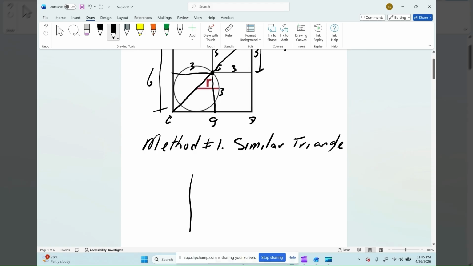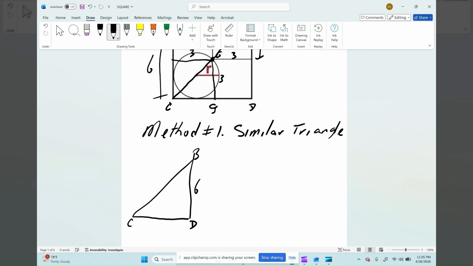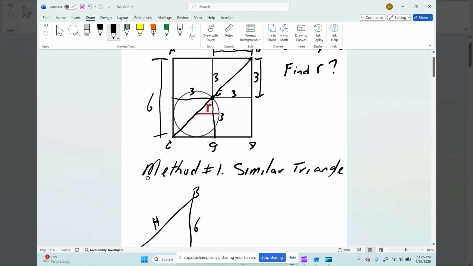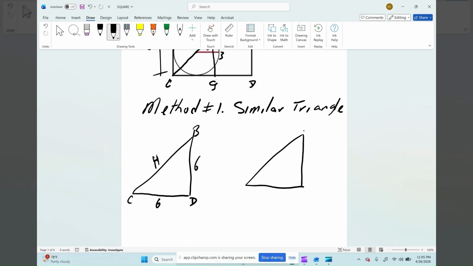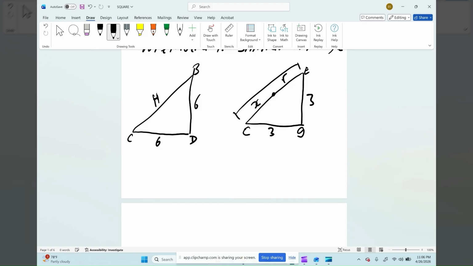So we have shape BCD, where this length is 6, this length is also 6, and this, let's call it H. This is the hypotenuse, so we can solve for H. Then let's consider this other triangle, EGC, where this equals 3, and we know that this is the center of the circle right here, so this would be R and this would be X. So we know that this hypotenuse is X plus R.